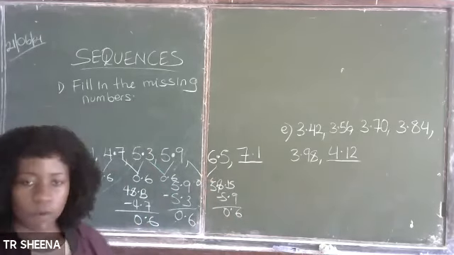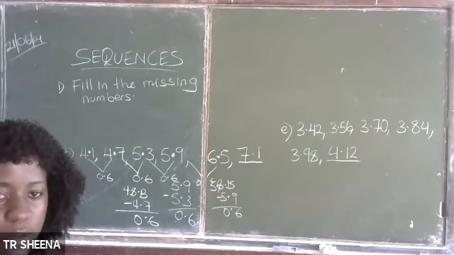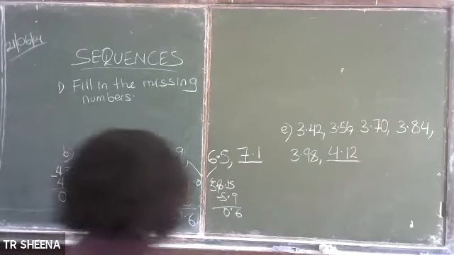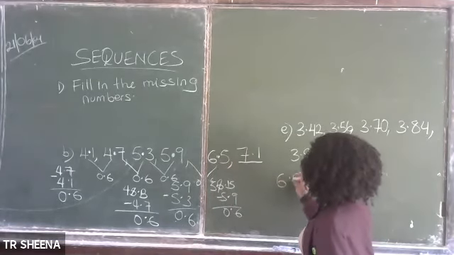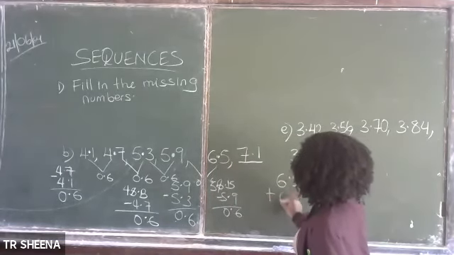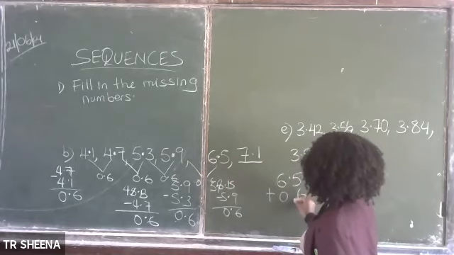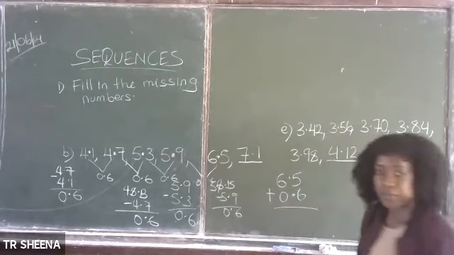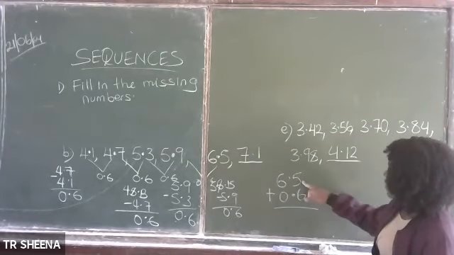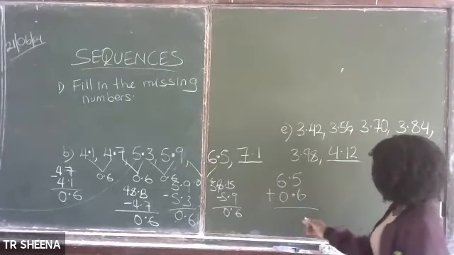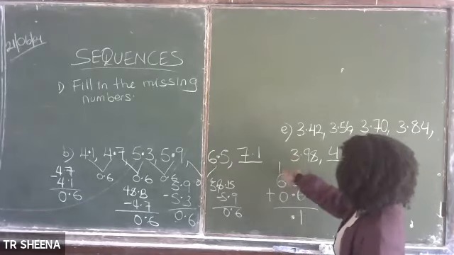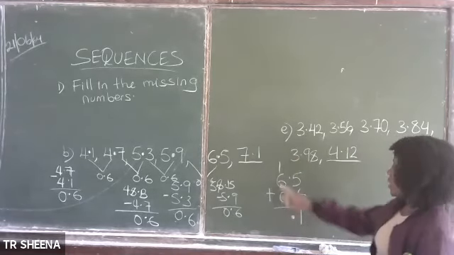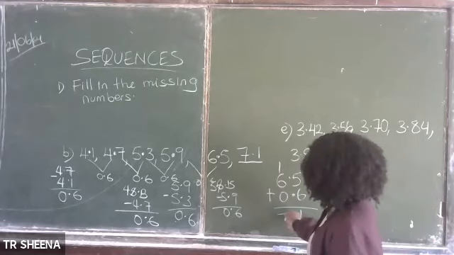So after you have confirmed that they kept on adding 0.6, 0.6, 0.6, to get the next number here, you say 6.5 plus 0.6. And then you add 5 plus 6 is 11. So you write 1. The decimal remains in its position. You carry the 1 here. And then 6 plus 1 is 7.